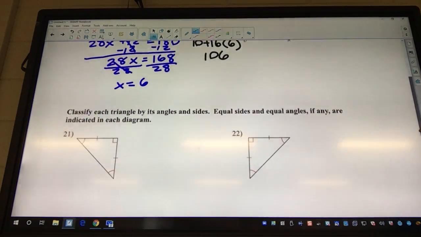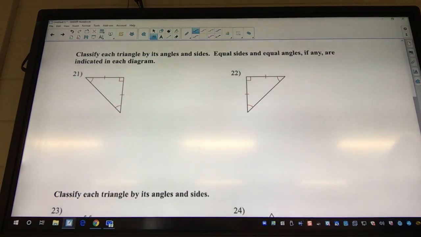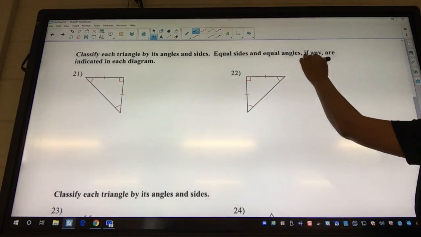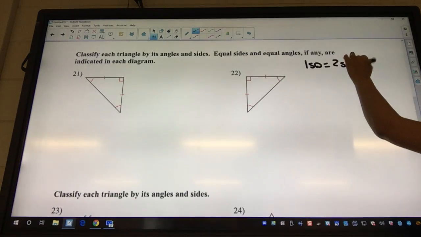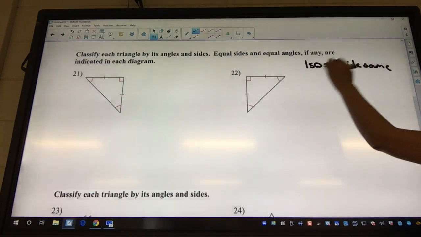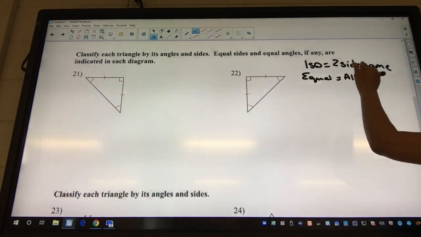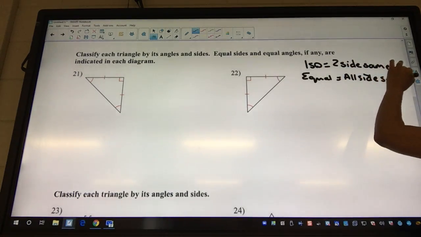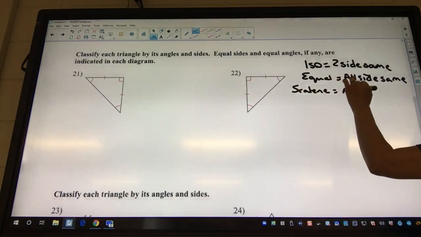Okay, our last section is about triangles, and there are 6 different verbiages. How many answers should you have on all these problems? 2. Okay, so we have an isosceles. What do we know about an isosceles? 2 sides are the same. An equilateral, all sides are equal. So all sides, same. We got a scalene, all different.